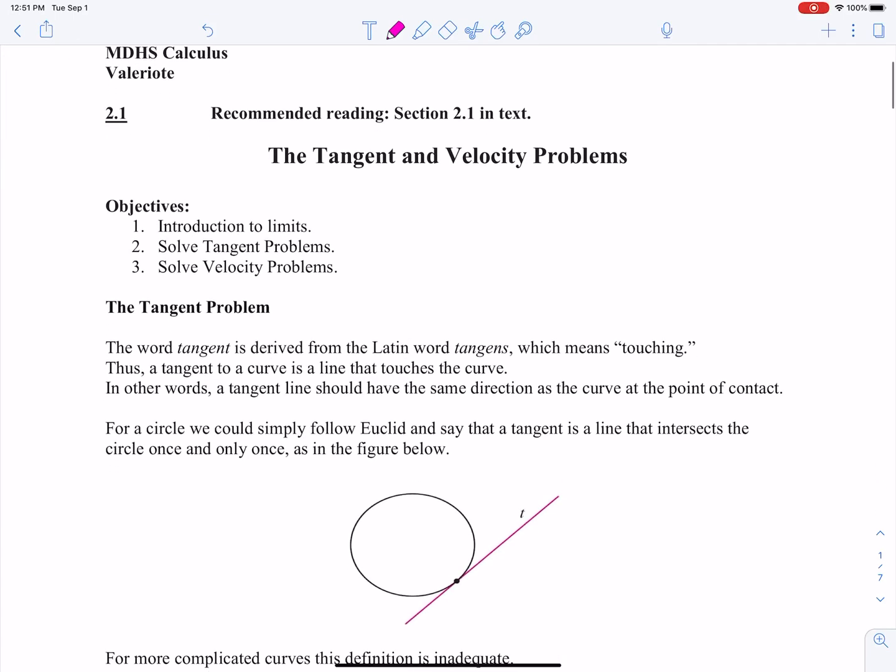All right, welcome to section 2.1, tangent and velocity problems. So in chapter 2, now we're going to start on something called limits. And this is a huge part of calculus. You're definitely going to want to make sure you're strong in this chapter so that you do well in all the rest of the chapters and the rest of your calculus courses from this point on.